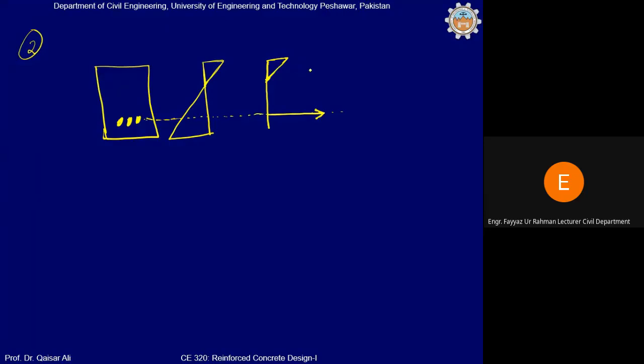So now again using the equilibrium equation, you can calculate the flexure capacity of the section at this stage. Clear?